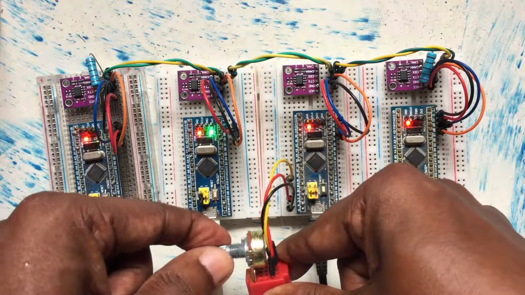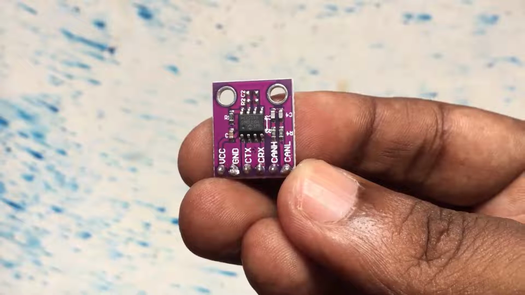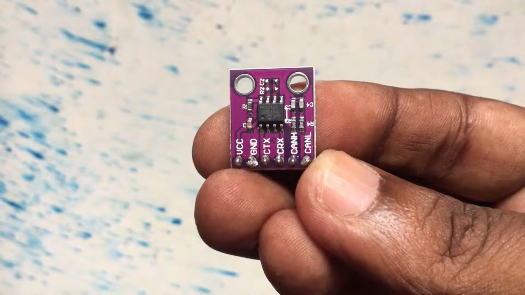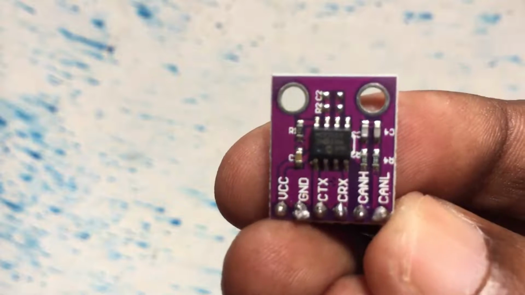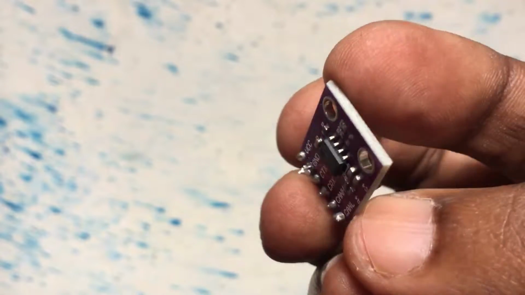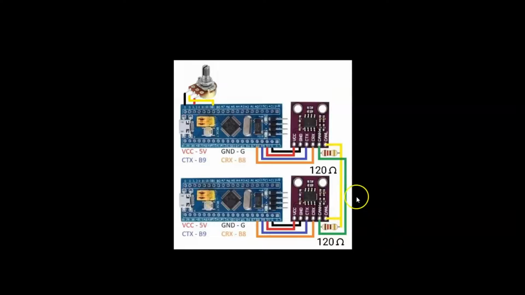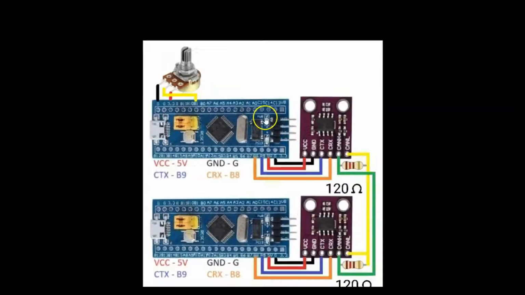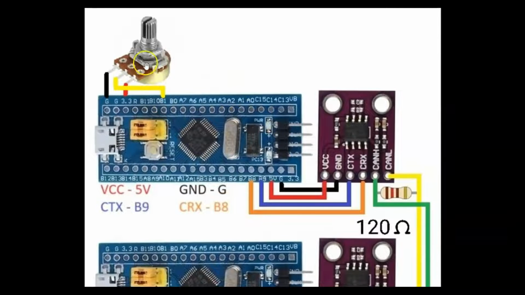Let's get started with only two modules. The module I'm using is here. Let's zoom in and see. Like this, other side, here. The wiring diagram is here. Let's zoom in. For the transmitter, I got the potentiometer.